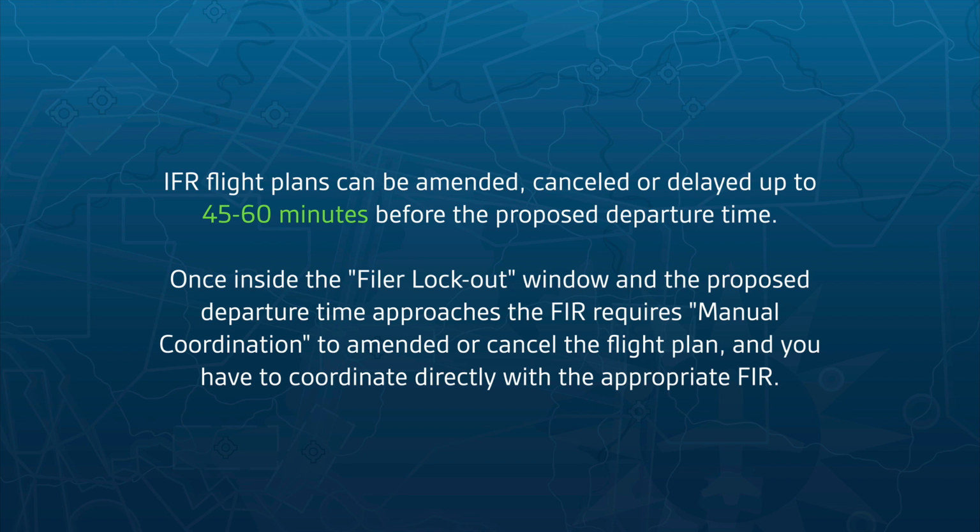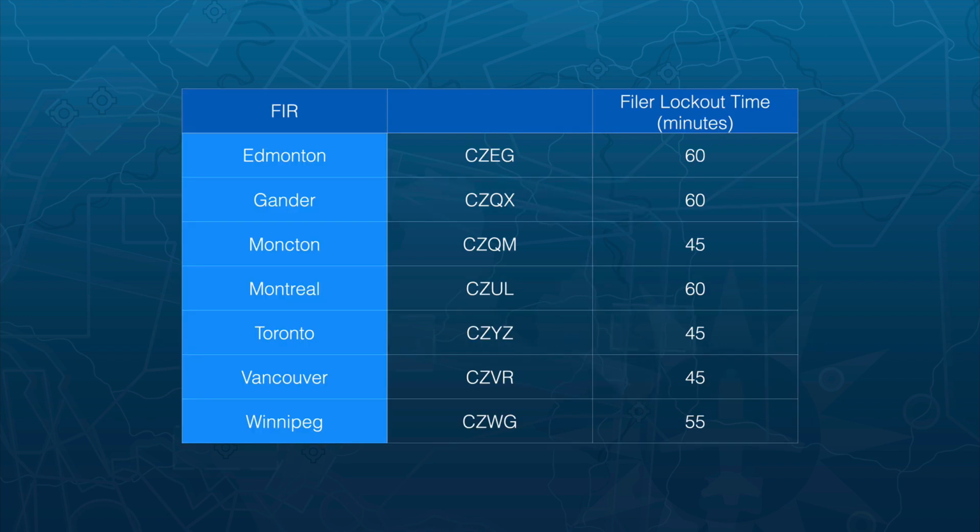Now, before I mentioned, depending on where you are, this might change, and that's because the FIRs have different filer lockout times. For example, if your flight information region is in Edmonton, it's going to be a 60-minute lockout window where you can't amend or cancel that flight plan. But if you're in Moncton or Toronto, that's only 45 minutes. So depending on where you are, you may be able to get away with amending or canceling it through ForeFlight a little earlier. When in doubt, always contact your FIR to make sure your flight plan has been canceled or amended.